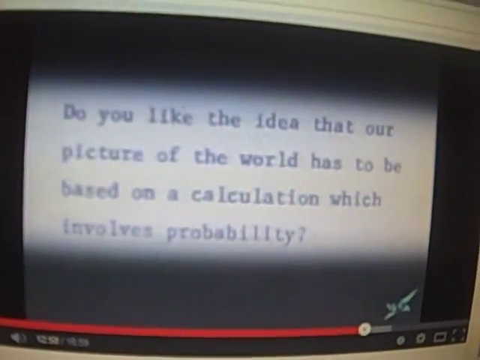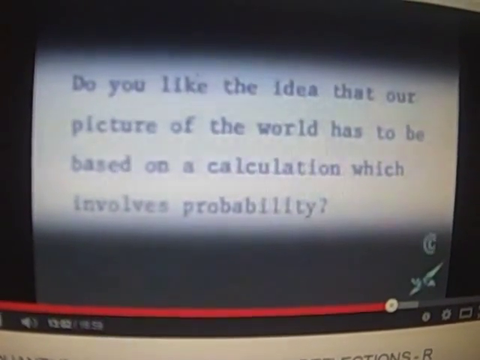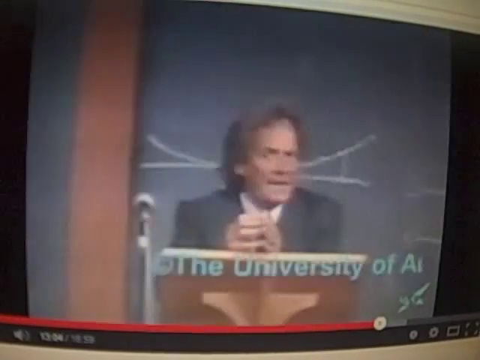Do you like the idea that our picture of the world has to be based on a calculation which involves probability? Not really, if I get right down to it. I don't say I like it, I don't say I don't like it. I am very highly trained over the years to be a scientist, and it's a certain way I have to look at things. When I give a talk, I simplify it a little bit, I cheat a little bit to make it sound like I don't like it. What I mean is it's peculiar.